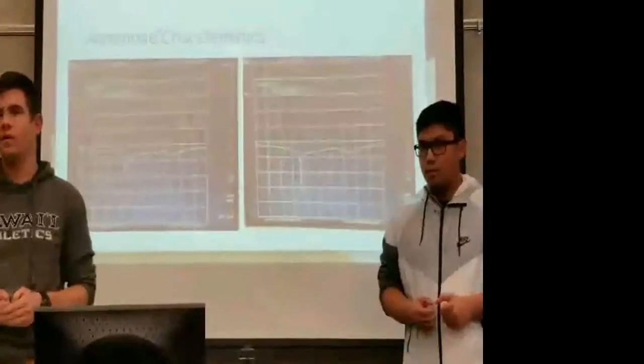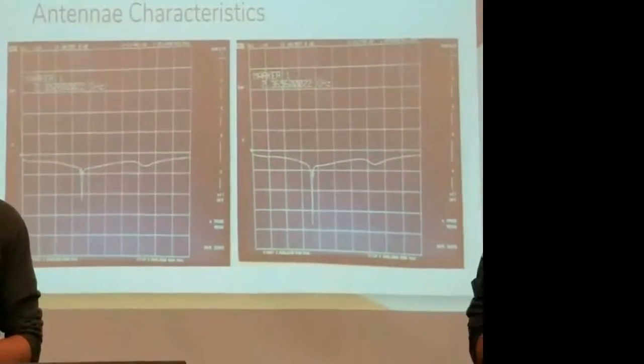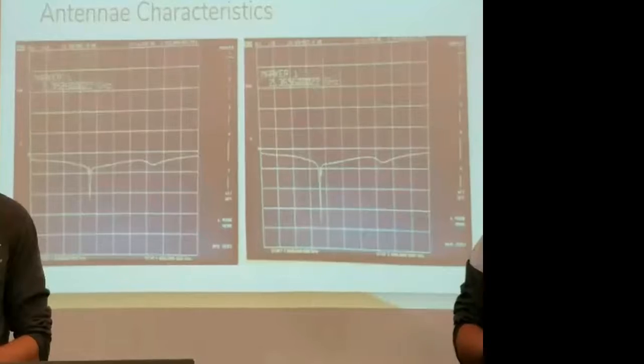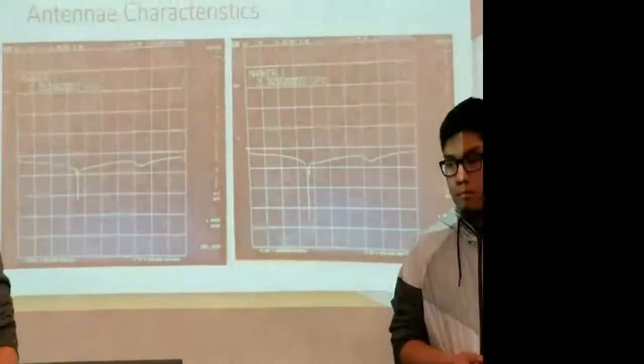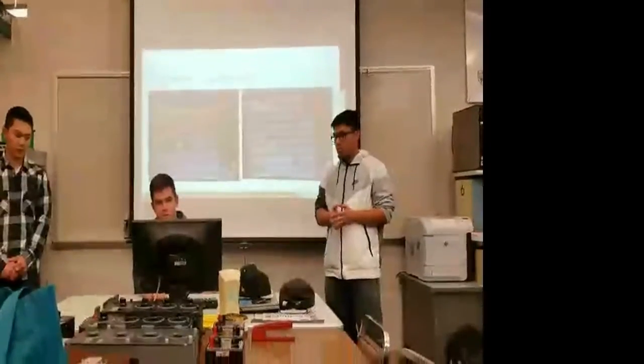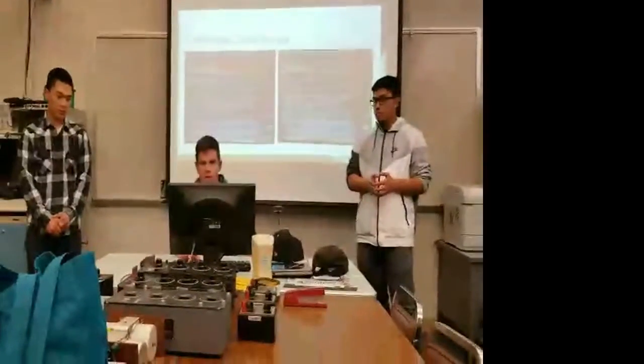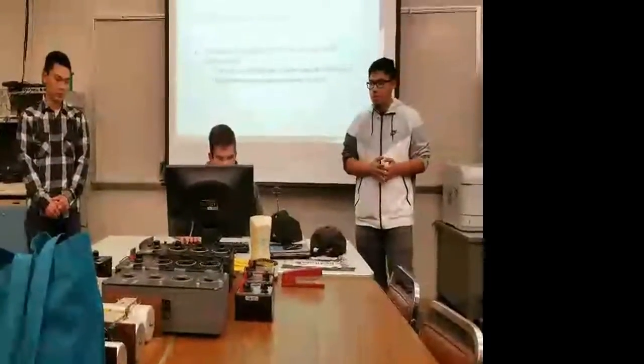Other than that, there weren't really any big problems with the antenna, other than just getting the proper spacing from the back wall. That was really important that we found out, that lambda over 4. Other than that, the antenna was another easier component that we created.